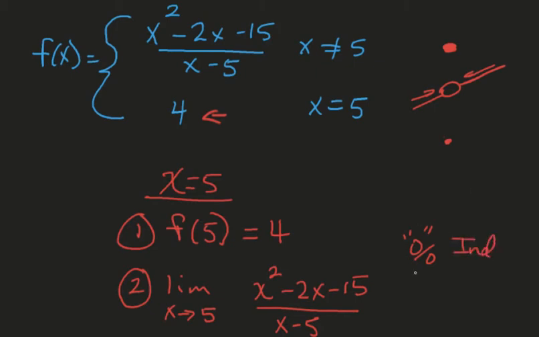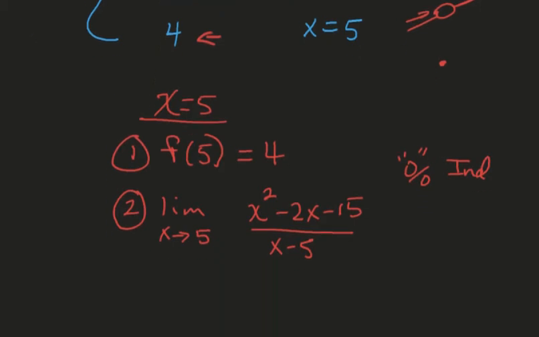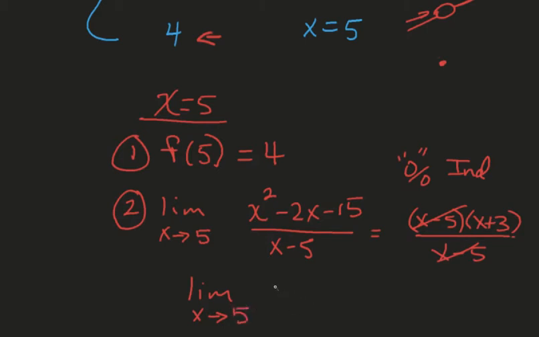And for some of you guys, for spelling. So we have to do some algebra. This factors into x minus 5, x plus 3, and you see that the x minus 5's in the denominator and numerator can cancel at this point. So now that you've rewritten the function, you have to reevaluate the limit.